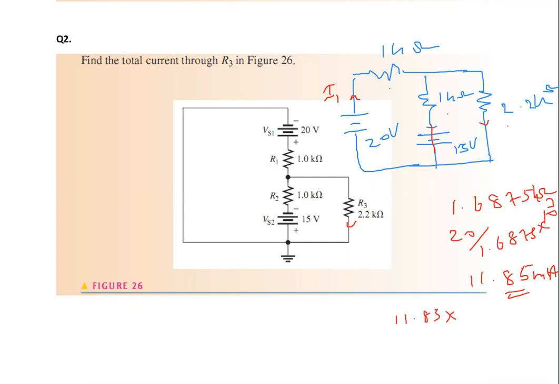So what we do, guys? 11.85 multiplied by 1 divided by 1 plus 2.2, multiplied by 1. Because in the current divider rule, we take the sum of these two resistors and divide that current value by it and multiply by the opposite branch, that means the kilo ohms branch. Can you guys remember? Yeah, vaguely. So what will be the current through the 2.2 kilo ohms resistor in this situation? That will be 3.59. Guys, you got that answer?